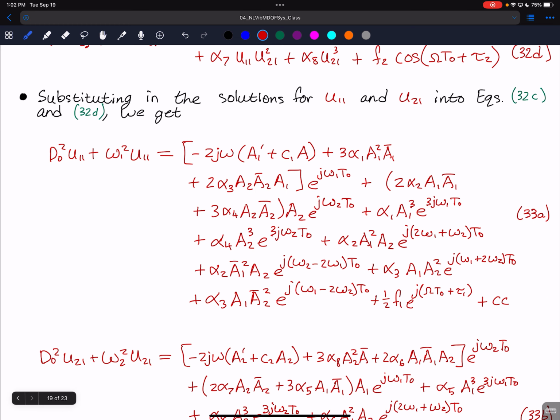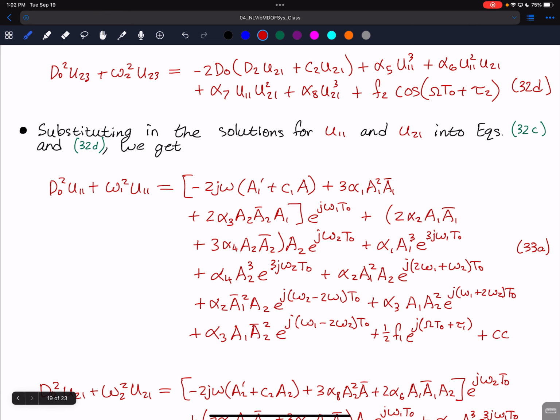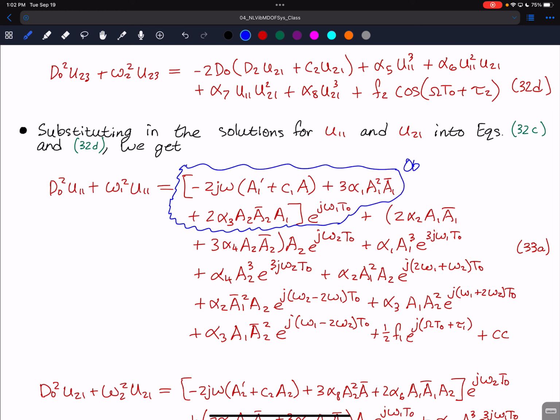All right, so if we substitute in our solutions for u1 and u21, we end up with the following terms shown here. I'm just going to circle first our obvious secular terms. Right here, again, obvious secular terms. Then we also have potentially secular terms, which I'm going to circle first one in orange here.